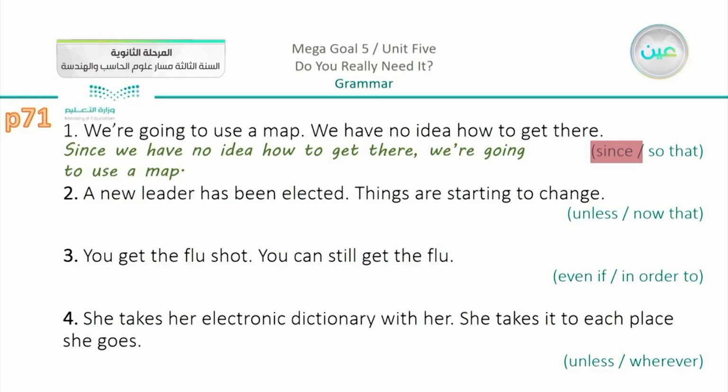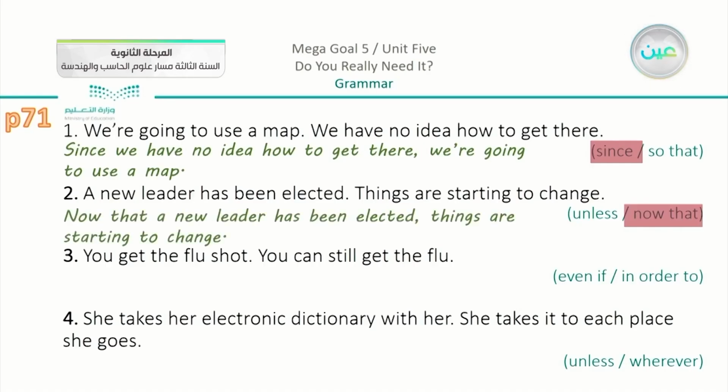We have number two: a new leader has been elected, things are starting to change. Now we have unless and now that, so there is no condition. Now that is going to be the suitable conjunction here, and we are going to say, now that a new leader has been elected, comma, things are starting to change.